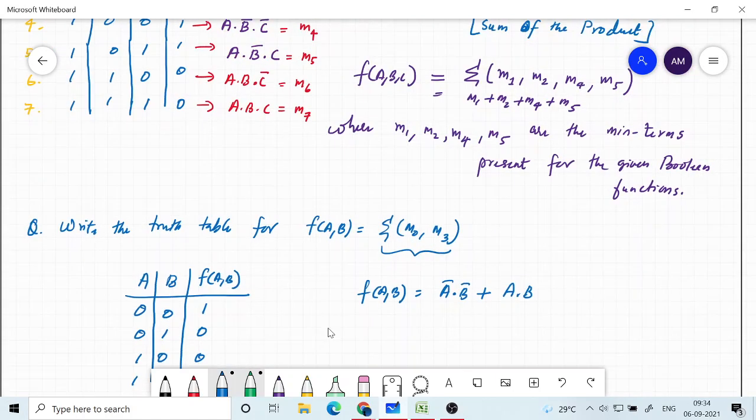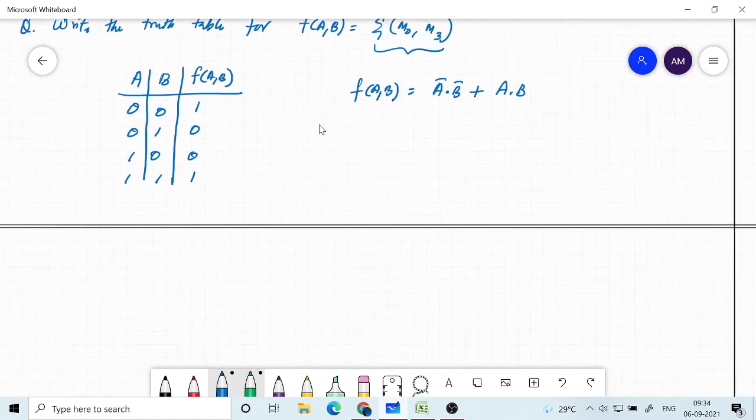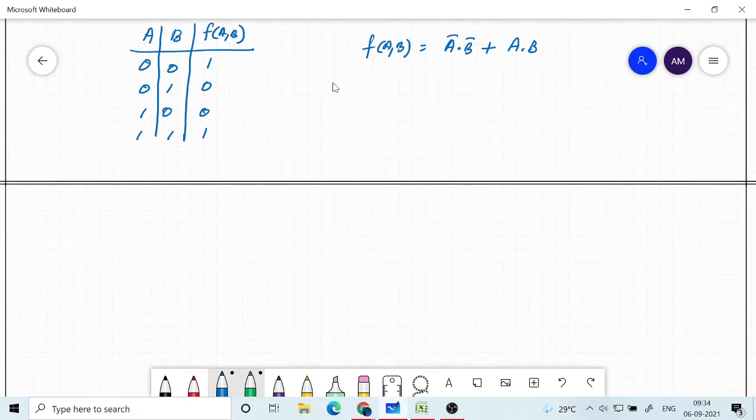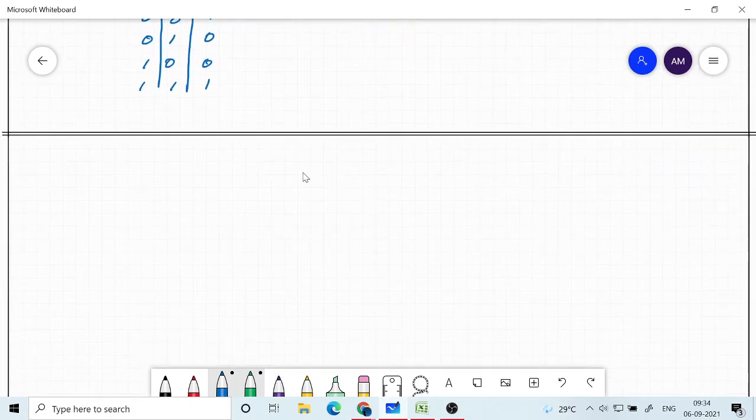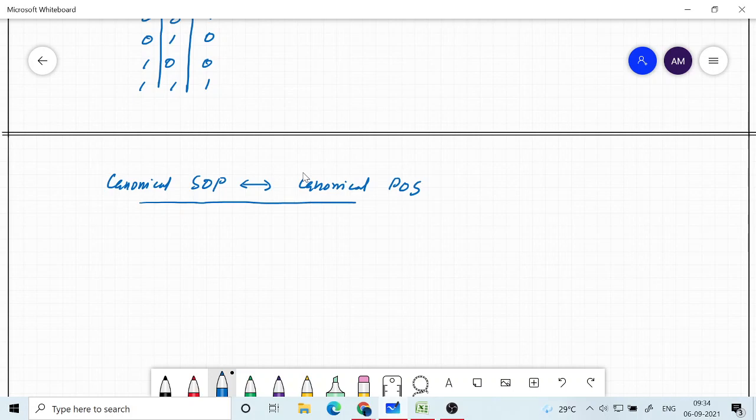Right, so let's look at the next topic, which is from canonical SOP form, how can we go to canonical POS form without using the truth table? Let me call it canonical SOP, sum of the product. From there, or you can go in the reverse way also, canonical POS. So if we know one form, then how can we write the other form?